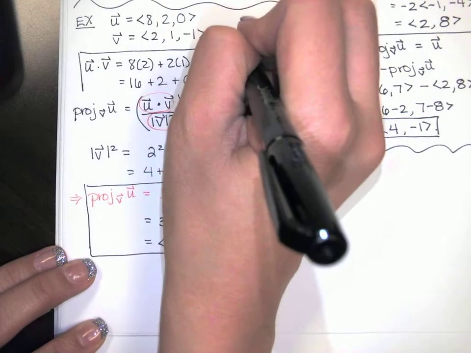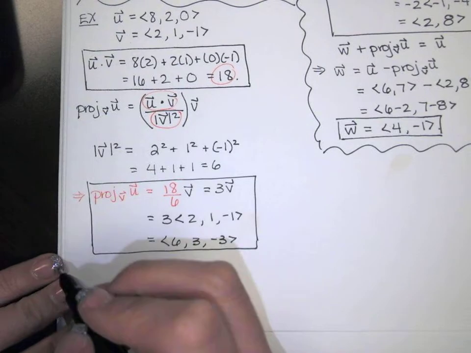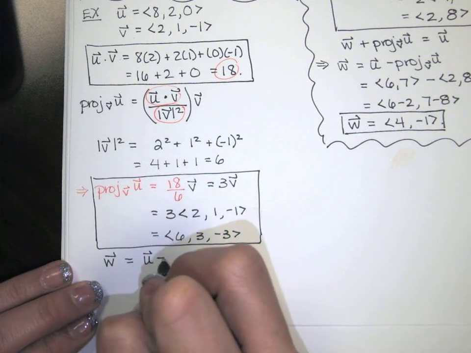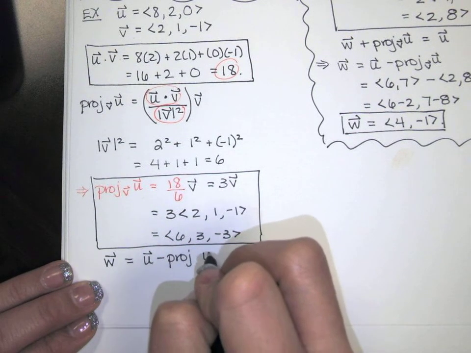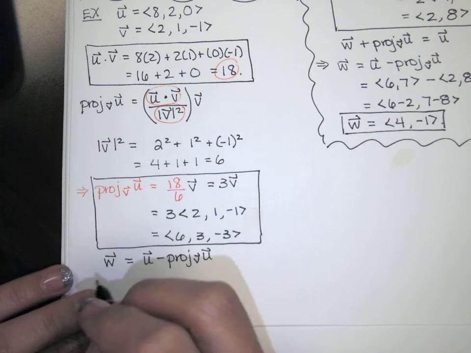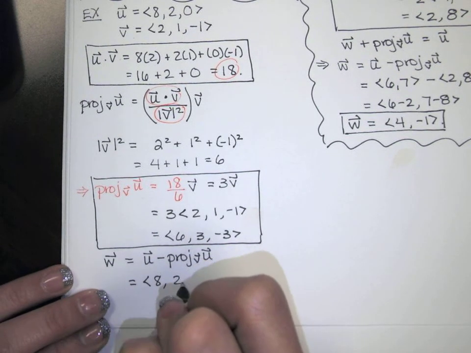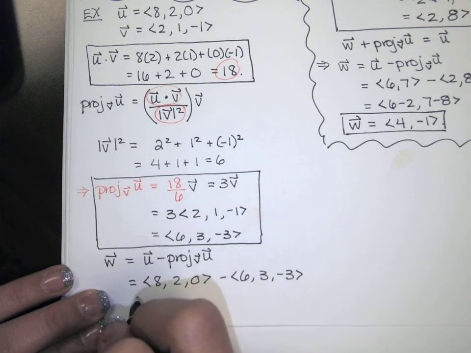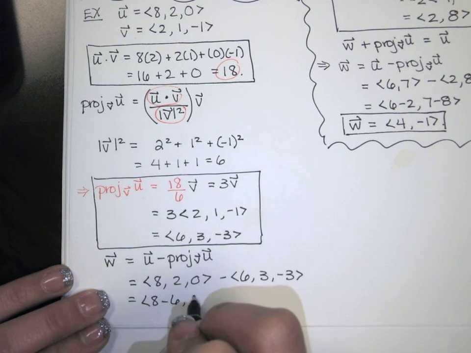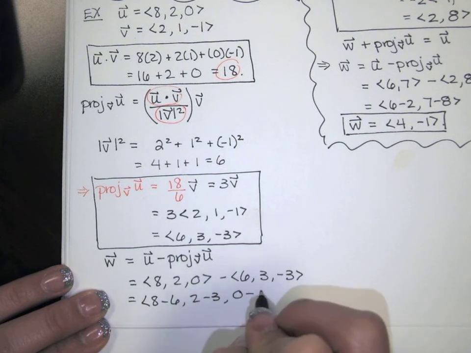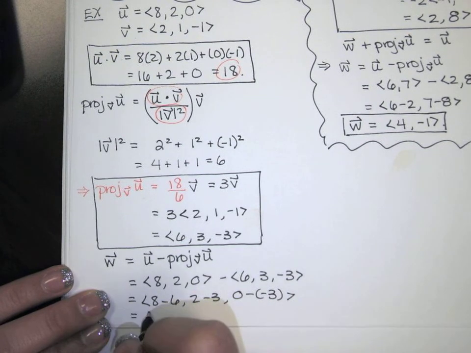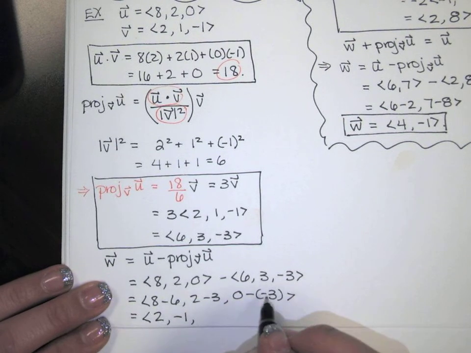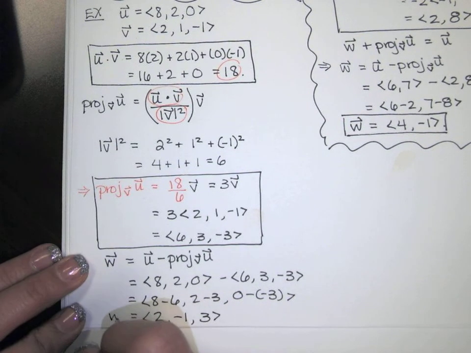So we found our dot product, we found our projection, and then to find W, remember we take U and we subtract the projection of U onto V. So I had this vector 8, 2, 0, and I'm going to subtract 6, 3, negative 3. Remember, you subtract component by component. Eight minus 6 is 2. 2 minus 3 is negative 1, and that's just going to be a positive 3. So that's W.